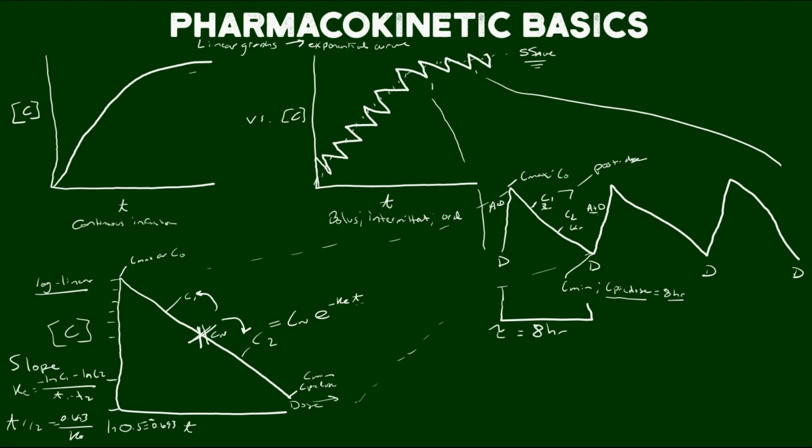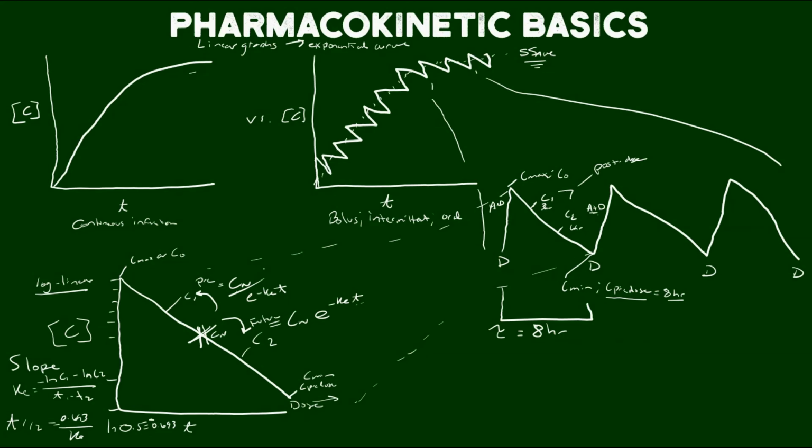Now, what would a previous concentration look like in this scenario? That would look like this, where instead of multiplying by the exponential of the negative elimination rate constant times time, we're dividing by the exponent of the negative elimination rate constant times time.